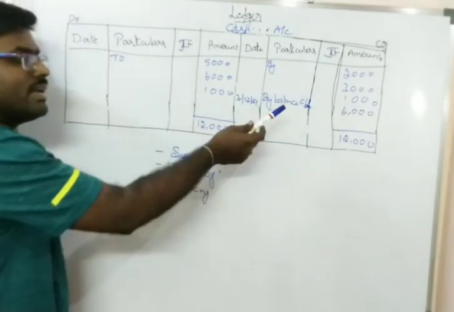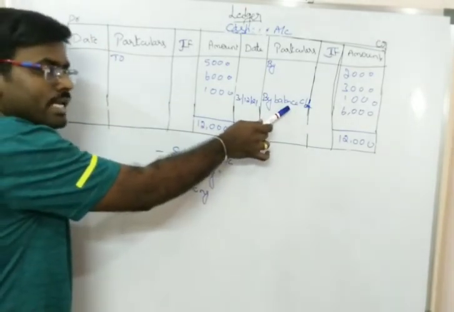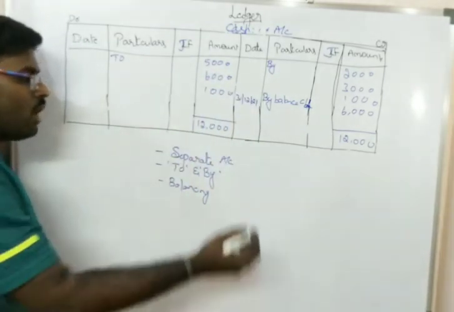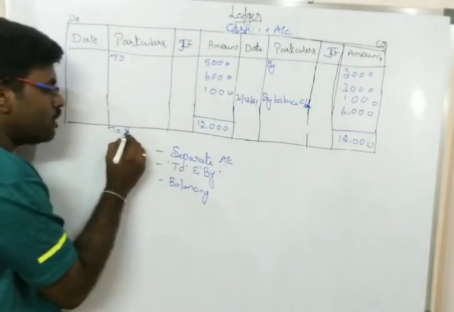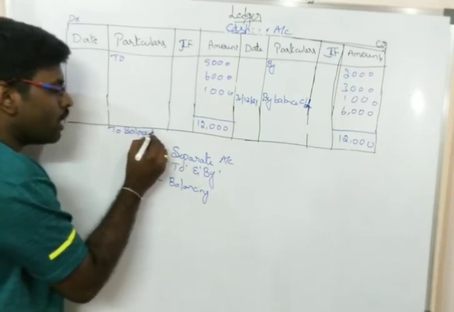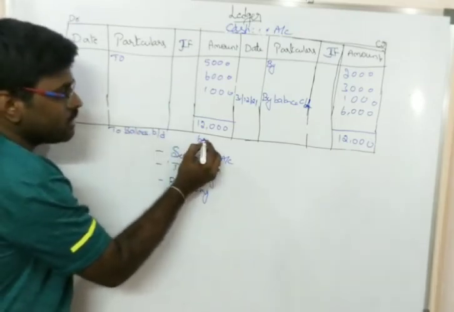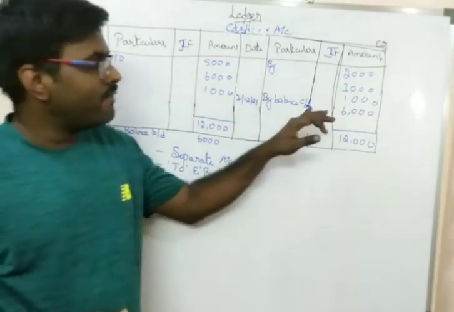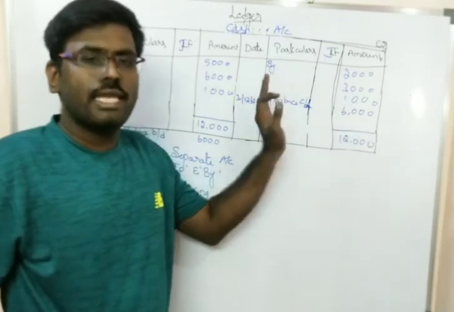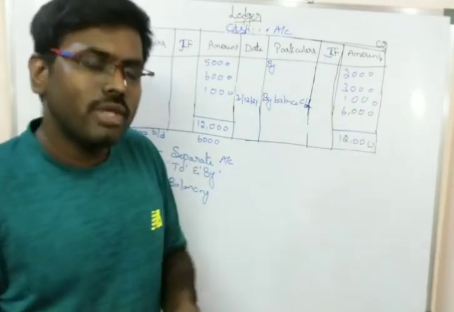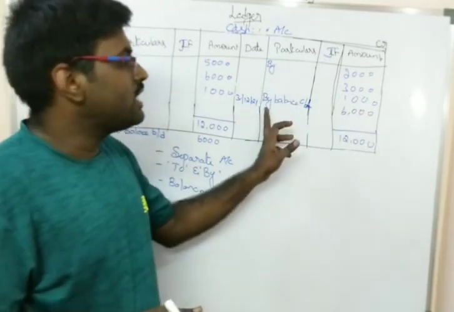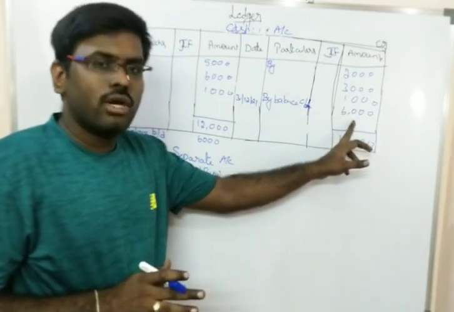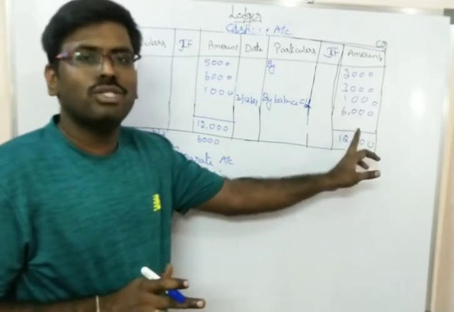Now whatever balance carried down you write, the same carried down amount will be written on the opposite side as to balance brought down. So that 6,000 will be written here also. So whenever you have a shortage of amount on any one side at the end of the ledger account, that should be written as the carried down amount. The amount will be carried down for making the balance on both sides.